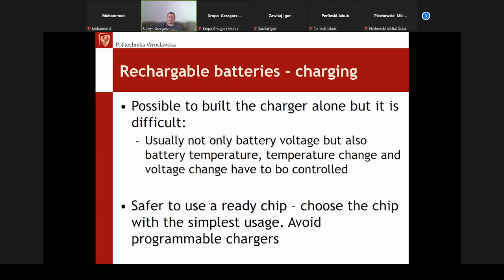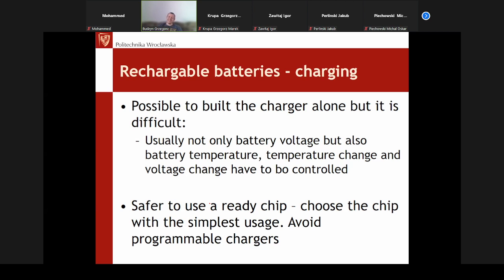When we construct a charger by ourselves, it's possible, but we need to control the battery voltage, we need to control the battery temperature, and we need to control how the temperature and the voltages are changing. So the charger itself has to monitor everything and apply the appropriate current to the battery during various phases of the battery charging. Of course, this is possible, but safer is to use a ready charging chip.